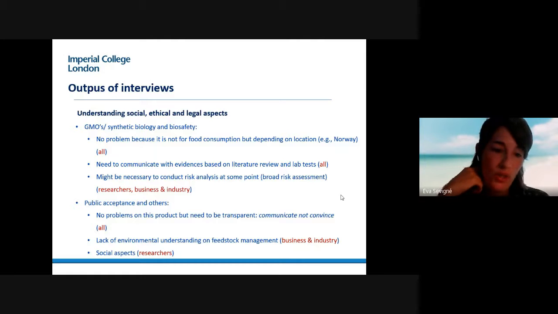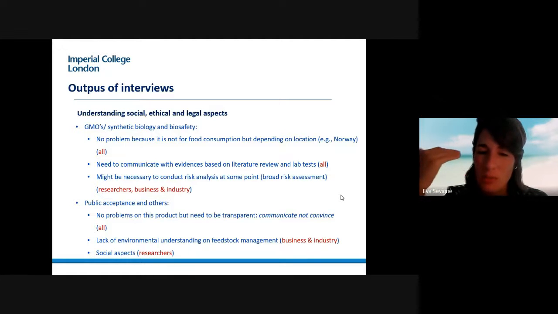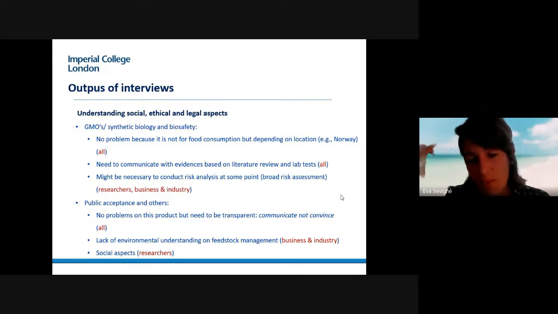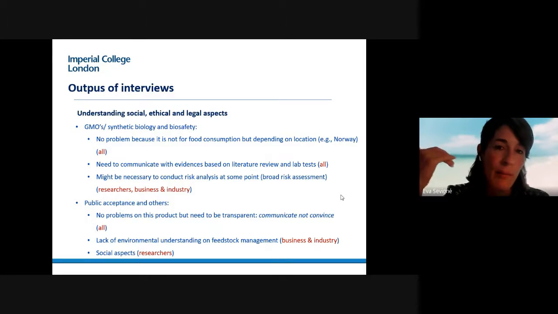And in relation to public acceptance, they believe that the public in general is not going to have any problem or any concern associated with the development and use of this product, but we needed to be very transparent and communicate and not convince, because it might happen that for some people this is going to be a key element or a problematic product, and we might have some controversies around this.